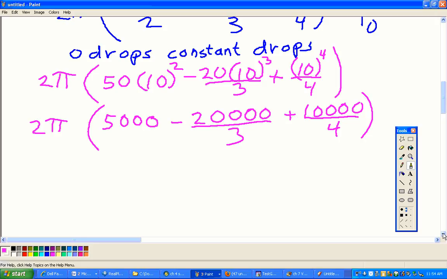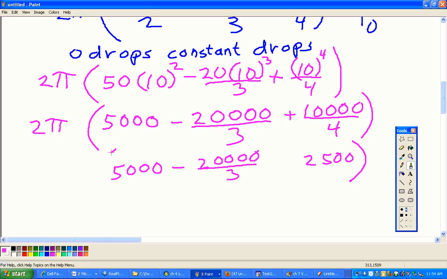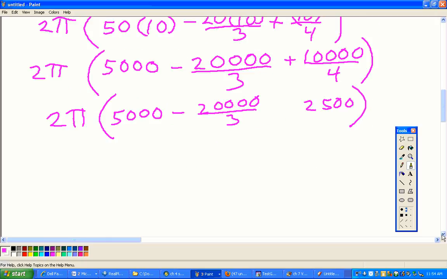Four goes into that 2500 times. So here we've got 5,000 taking away 2,500, adding 2,500. So we've got 7,500. Take away 2,000 thirds.